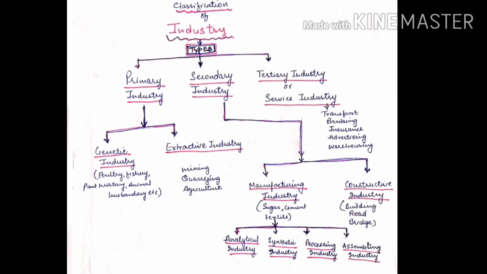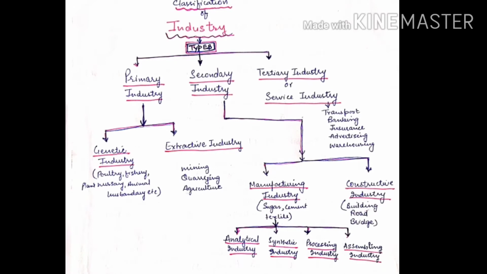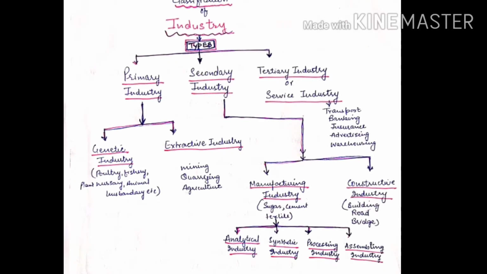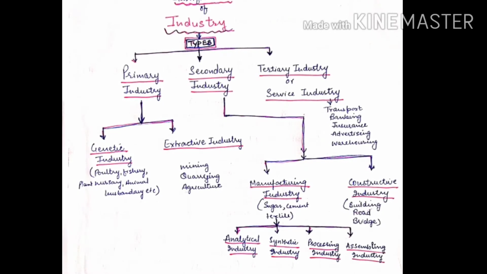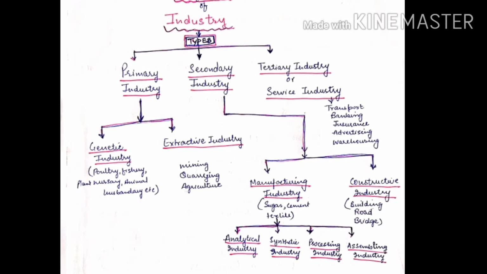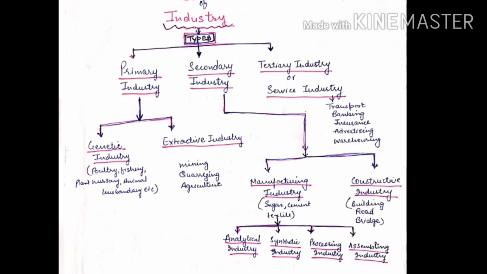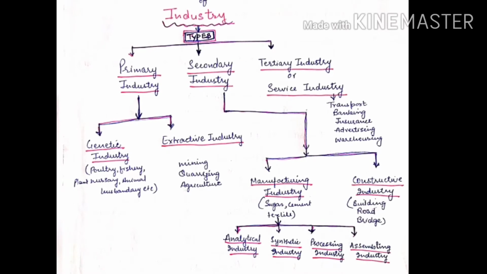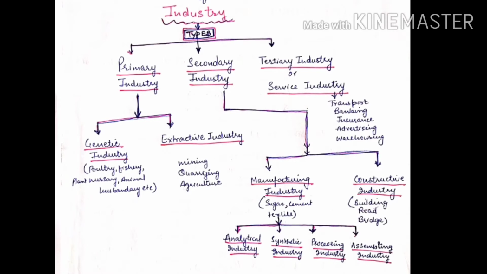Next is the secondary industry. Secondary industries are those industries that are involved in manufacturing a new product by using the primary industry based product. These industries change the form and size of the product and convert it into a new product for consumption. For example, providing wool by sheep is an example of primary industry, but manufacturing cloth out of this wool is an example of secondary industry. Secondary industry is also of two types: manufacturing and constructive.